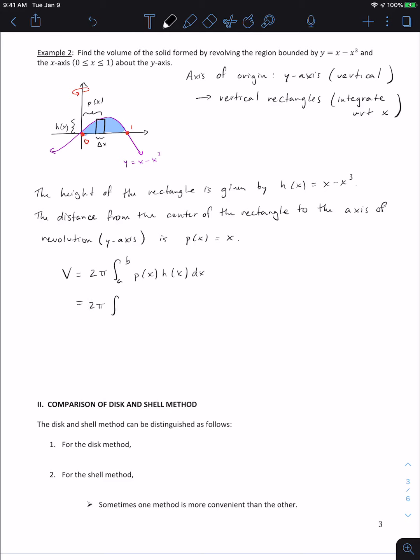2 pi. Again, where do we start and finish? We start at 0, we end at 1. P of x is x. H of x is x minus x cubed dx. 2 pi, the integral from 0 to 1 of x squared minus x to the 4th dx. And if I were to compute that integral, I would get 4 pi over 15.